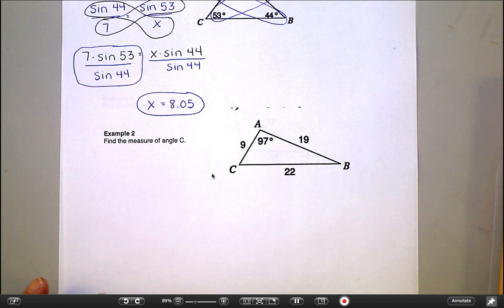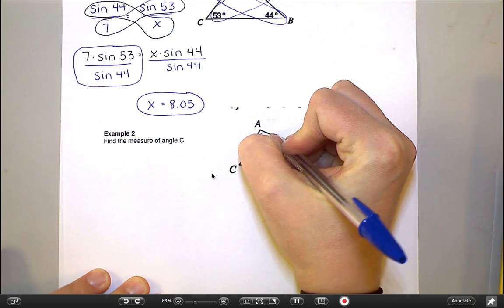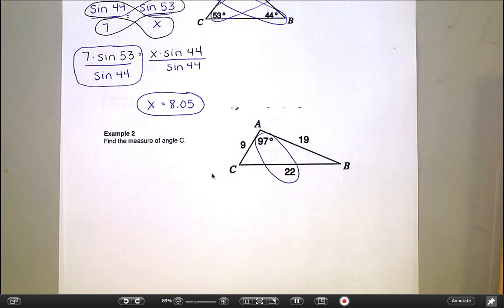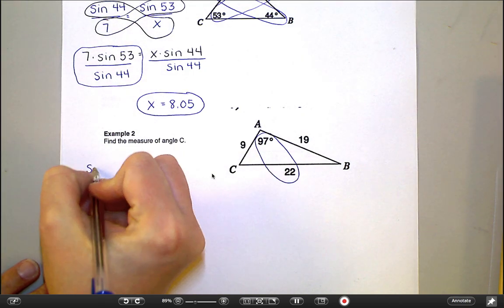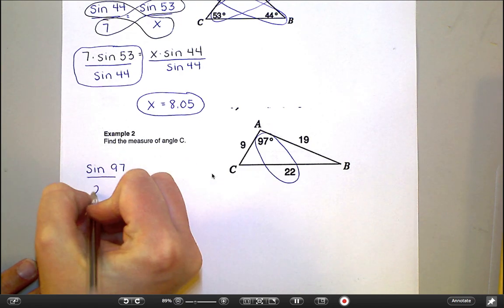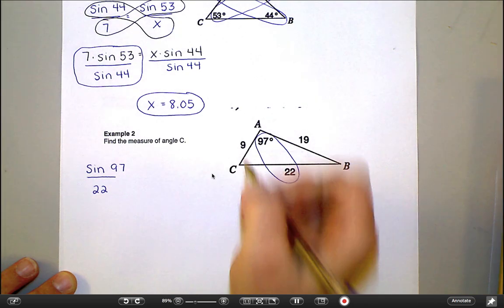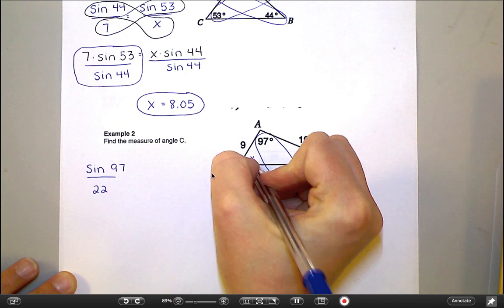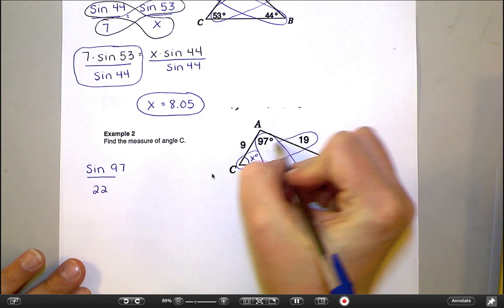Okay, so again, in order to know that I'm allowed to use law of sines, I have to have an angle and a side length across from each other where I know both of the values. That's how you're going to be able to tell in a minute which law to use. And so here I'm going to set up sine 97 over 22. Now, I'm trying to find the measure of angle C. So now this is my x. This is my thing I don't know. And that is across from the 19.